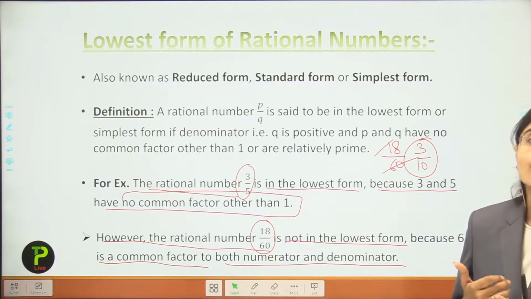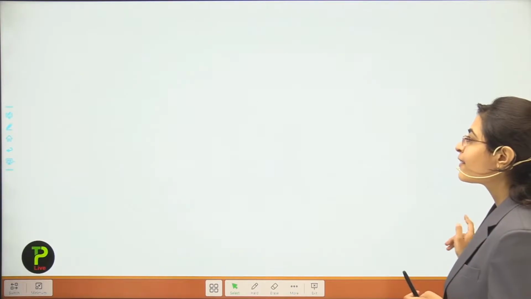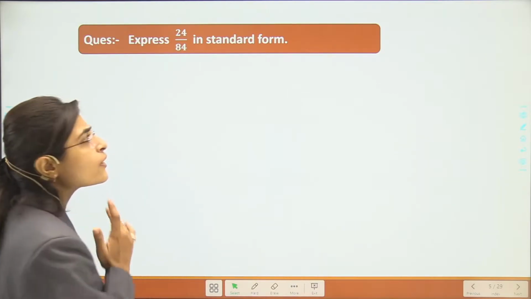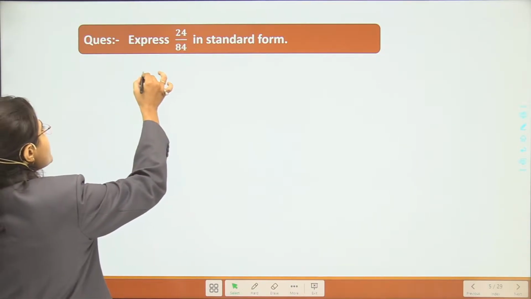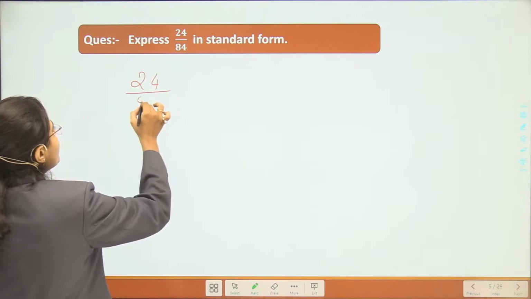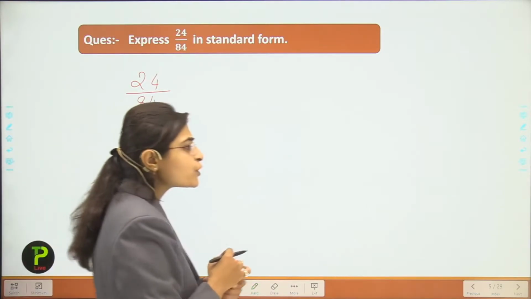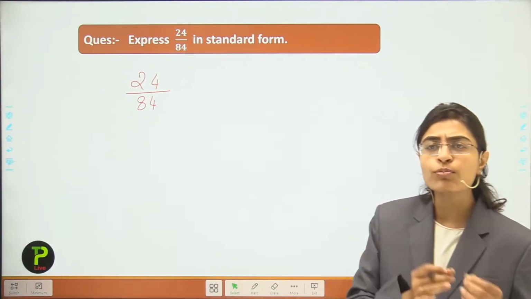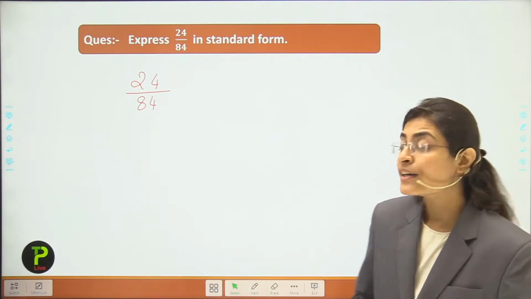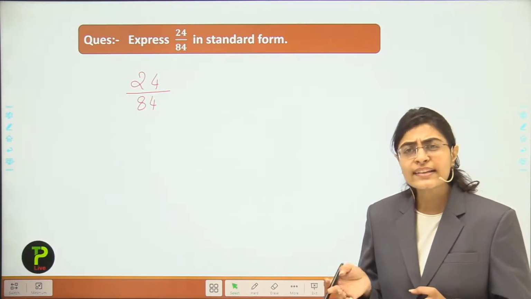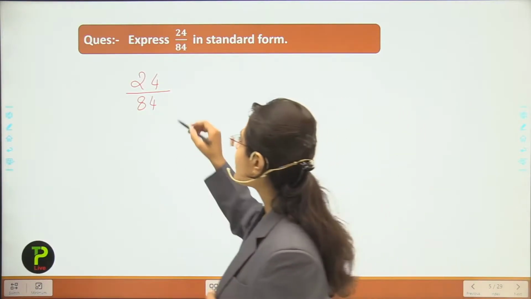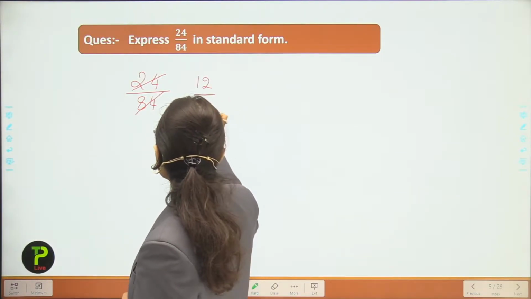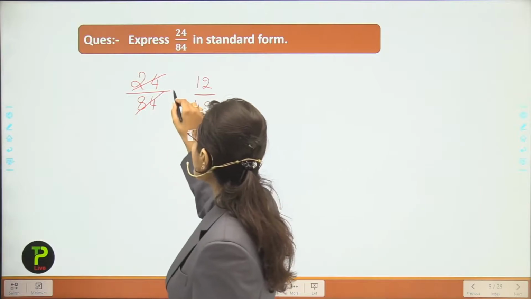Now let's move to the questions. Our first question is: express 24 by 84 in standard form. 24 by 84. Now they come in a table of 2. Just identify the smallest table in which they come together. They come in a table of 2, so let us divide them by 2. Here 2 twelves are 24, then 2 twenty-ones will be 42.